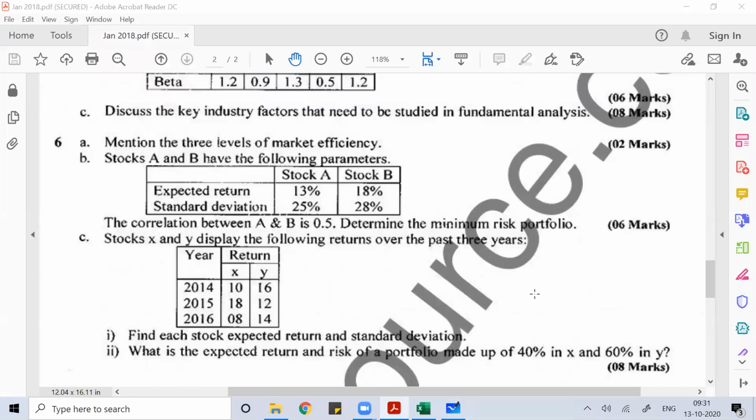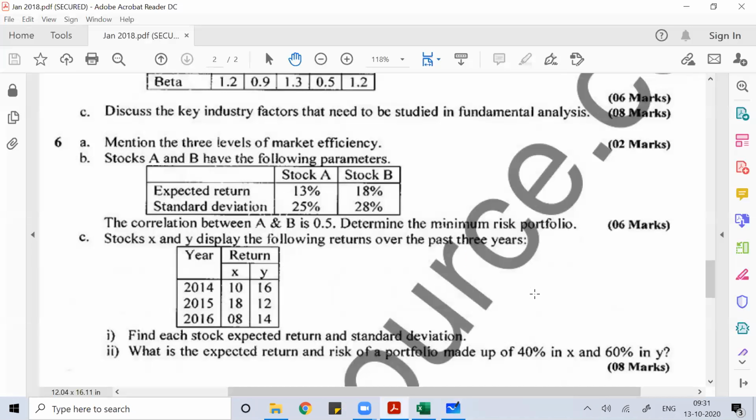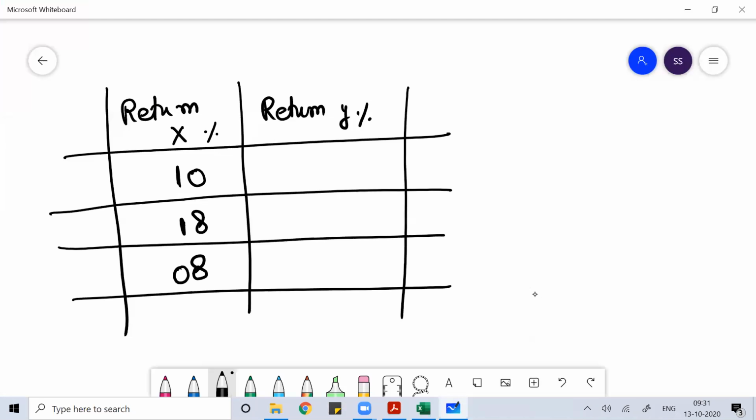This is 10, 18, 8. This is 10, 18, 8. 16, 12, 14.